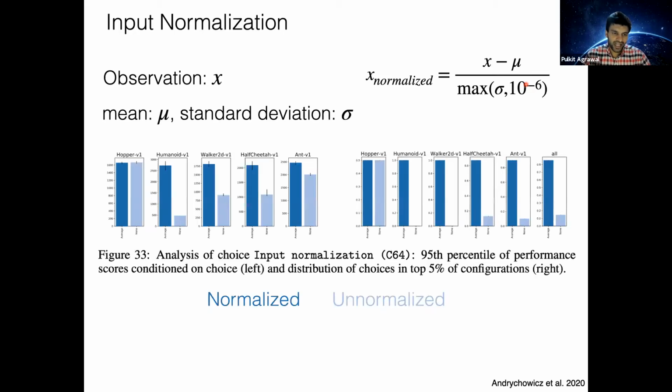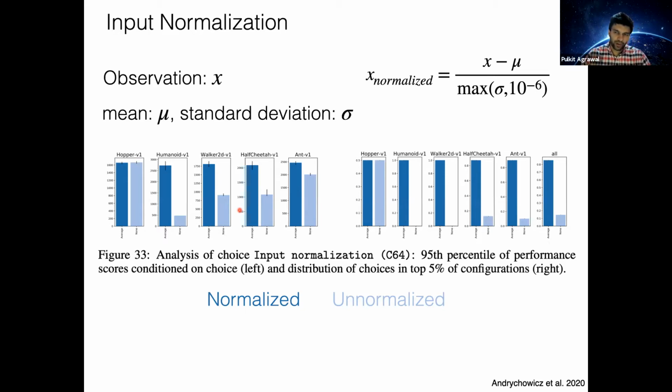So it turns out that such normalization is quite important. If you see, the dark blue curves are normalized ones and the light blue are the unnormalized. For most environments, it is a significant factor whether you normalize your observations or not.